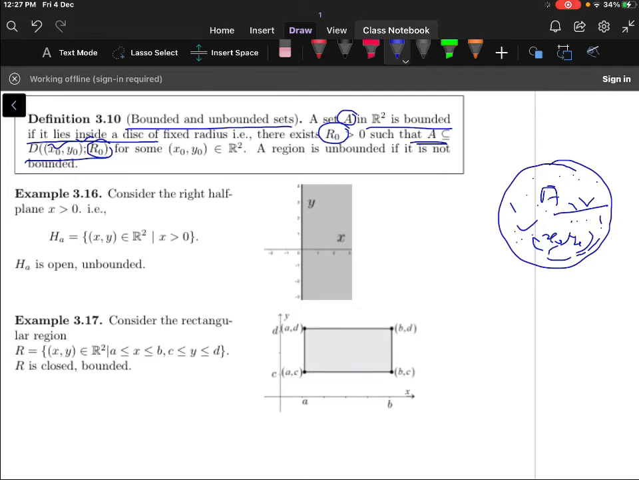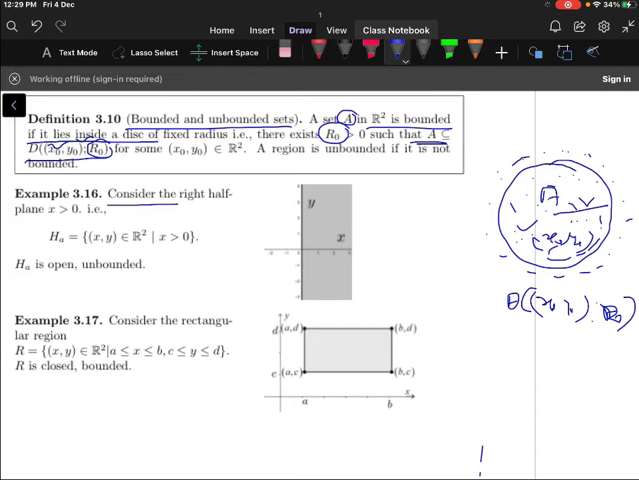That set is called a bounded set. It means all interior points of set A are contained in it, so set A is always a subset of or equal to the open disk D of (x0, y0) with radius r. A region is unbounded if it is not a bounded set. So let us take an example.